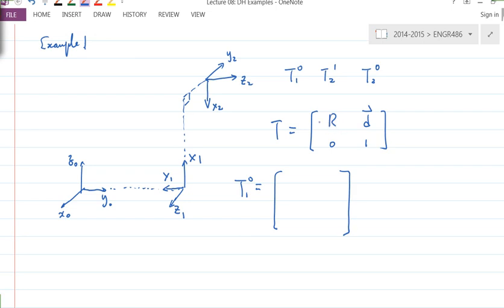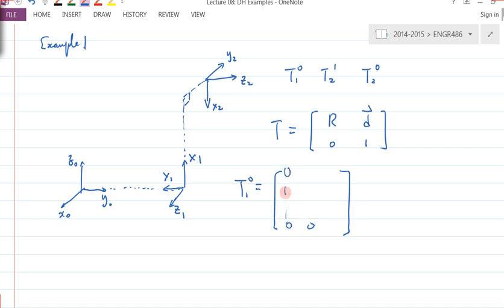R represents the orientation of frame 1 with respect to frame 0. D represents a translation, right? Basically, you draw a vector from this O0 to O1, and that will be your translation. R is orientation. Basically, there are three columns, right? Each column is the direction cosine of each one of the axes with respect to the previous frame. So x1's direction cosine with respect to your frame 0 is the first column.